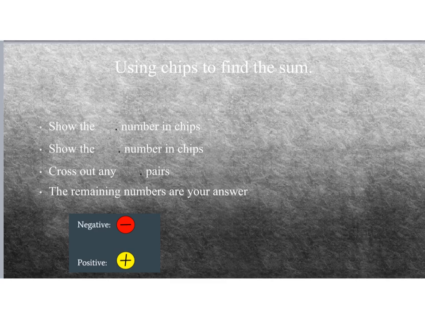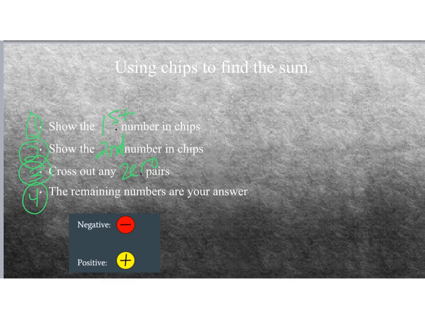So step 1, the first thing you're going to do is show the first number in chips. Step 2 is you're going to show the second number in chips. Step 3 is you're going to cross out any zero pairs, which we referred to in the first slide. And step 4 is the remaining number of chips is going to be your answer.